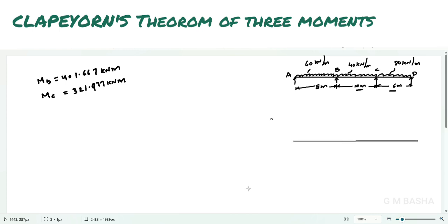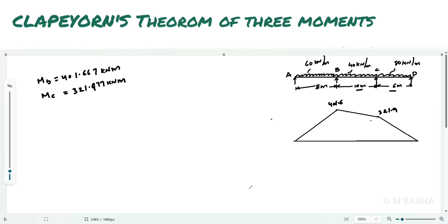So you please better draw the BMD for this one. So your MB will be equal to 401, somewhere here, so 0 line, 401 positive somewhere here, and 321 MC will be somewhere lesser than 400. So you can draw the fixed bending moment diagram based on these values. Keep the reference points also, 401.6, 321.9. Okay, and after that we know the condition.